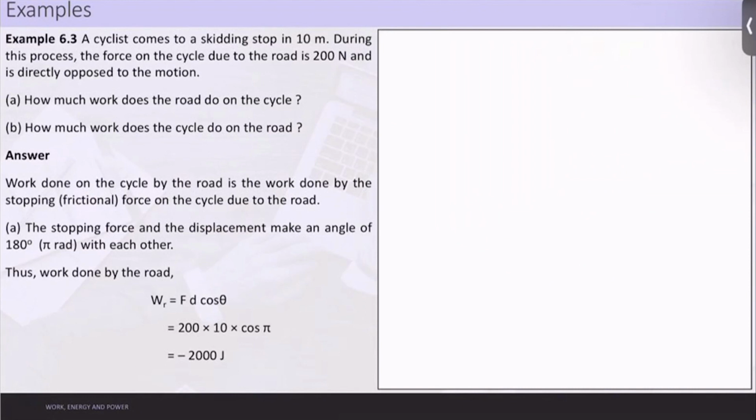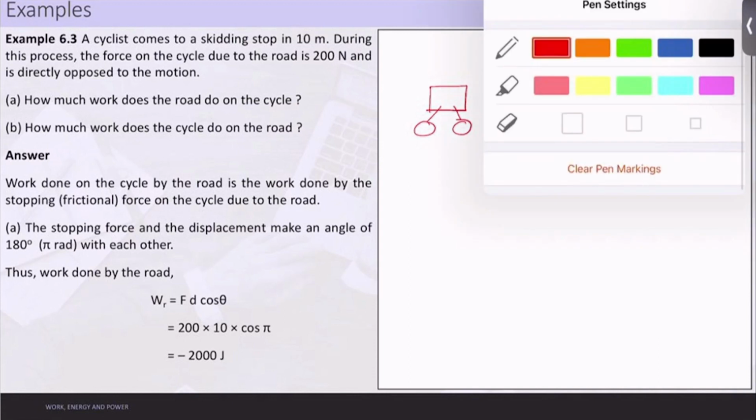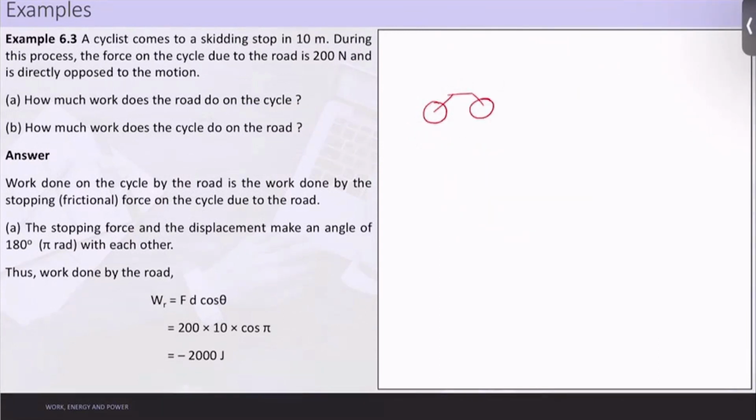Fine. So a cyclist comes to a skidding stop in 10 meters. Let us say this is your cycle, and it is being moved. The displacement of this cycle when it comes to a complete stop is given as 10 meters. During this process, the force on the cycle due to the road. Please understand this line very carefully because that is the crux of this question. It is said that the force on the cycle due to the road is 200 newtons and is directed opposed to the motion.